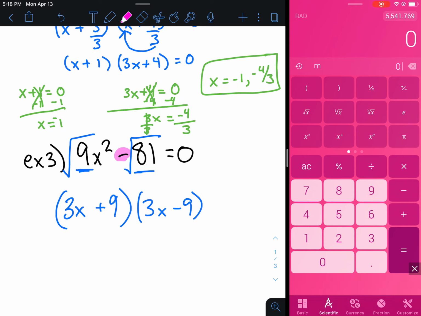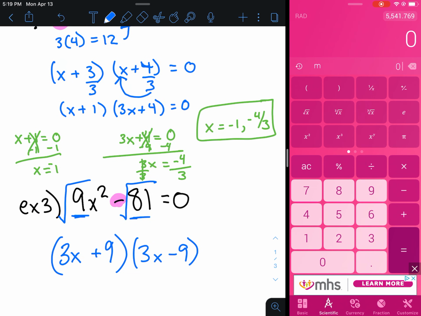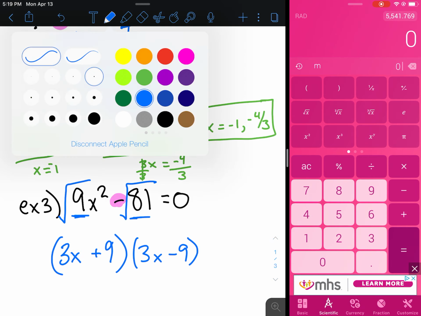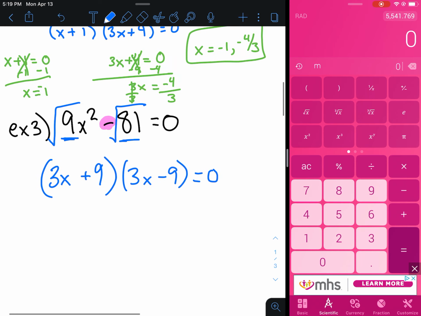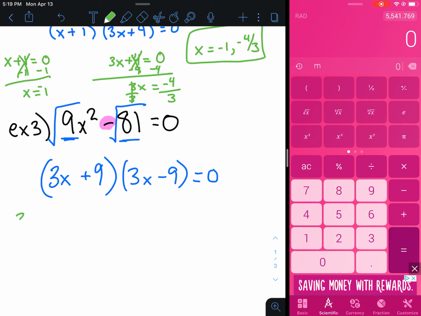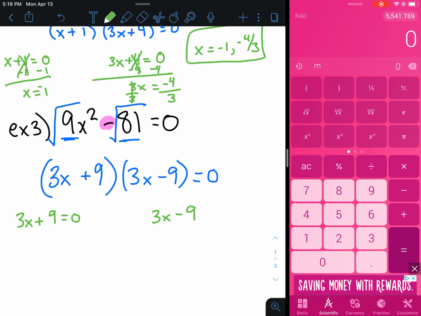So if we were to FOIL this all out, first, outer, inner, last, we would end up getting 9x squared minus 18x plus 18x minus 81, which positive 18x minus 18x is going to give you the exact same thing. Now, these are not the exact same solutions. So since they're not the exact same, one's positive, one's negative, we're still going to solve it as 3x plus 9 equals 0, and then 3x minus 9 equals 0. They are different because one's positive, one's negative.